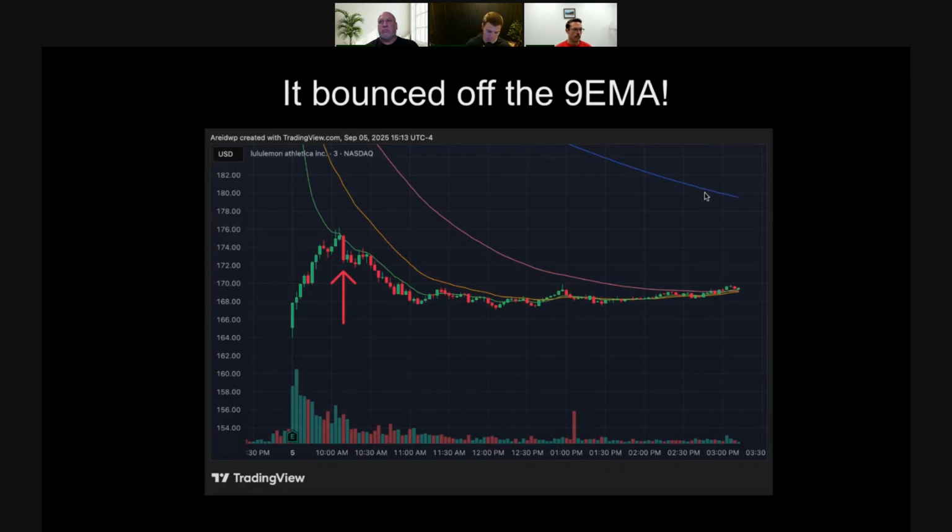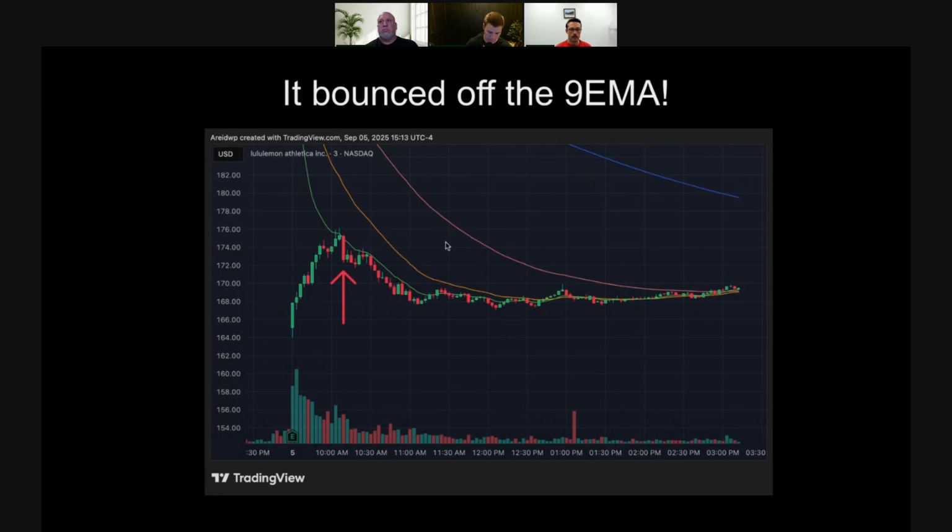200 is a key trend line. So if it dips below it, it's usually setting up for a bear trend. And if it goes above it, that's usually a very bullish sign. So you can use these lines to establish support. If it's bouncing off of this 9, that's a bullish sign. If it's bouncing off of the 50, that's a bullish sign.